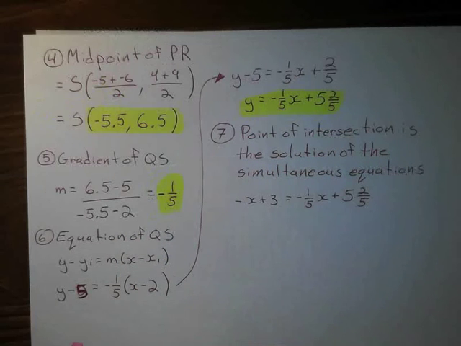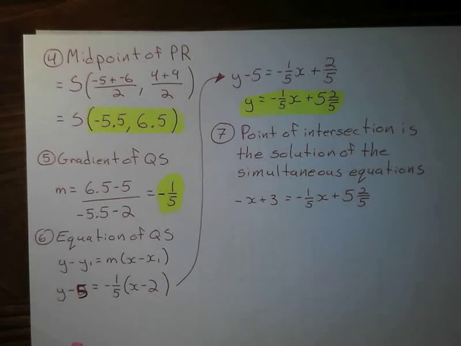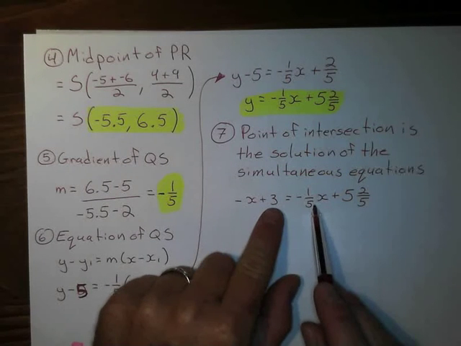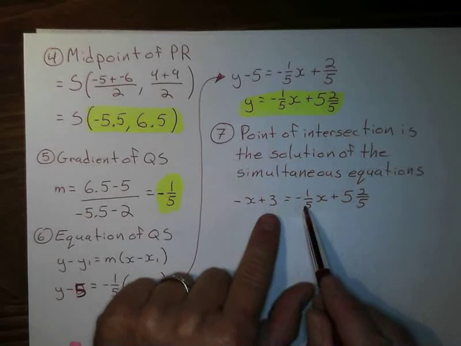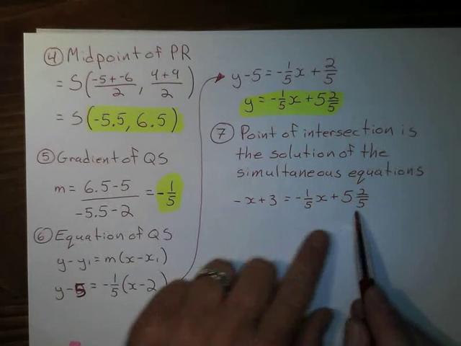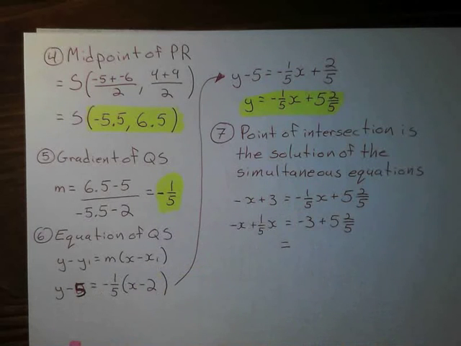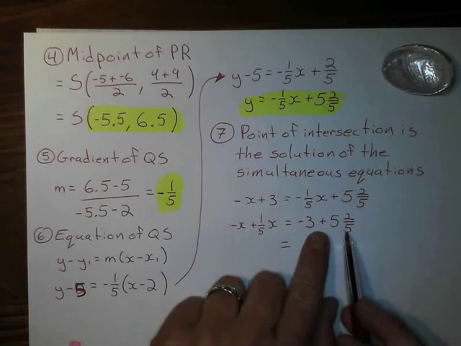Negative x plus 1/5 x. Don't forget there's a coefficient of negative 1 here. So what I'm really saying is negative 1 plus 1/5. That gives me negative 4/5. Negative 3 plus 5 2/5 gives me 2 2/5. Now, to solve for x, I have one last step, and that's take the constant term and divide it by this coefficient. Okay, so I've solved for the x-coordinate of the centroid. X is negative 3. So that coordinate right there has an x value of negative 3.